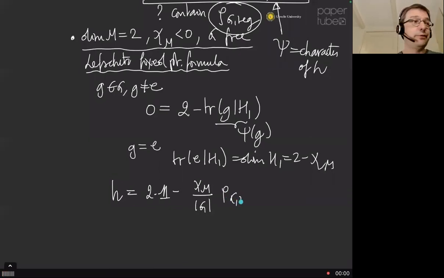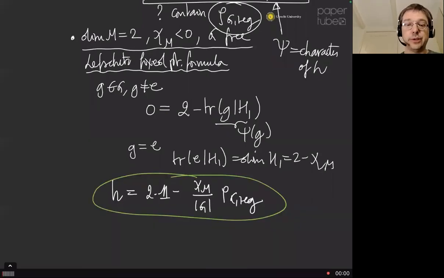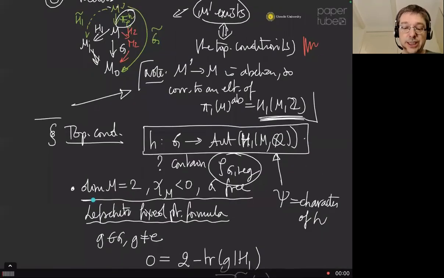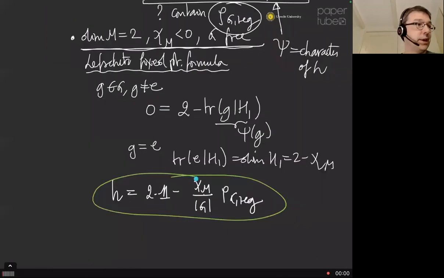We just have a formula for this representation on a two-dimensional manifold with a free action. And you can see here that if the Euler characteristic is negative, then this representation just occurs. This made us very optimistic, but actually, let me just say one thing.